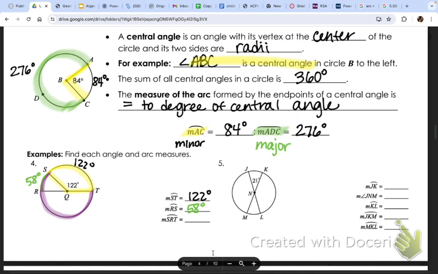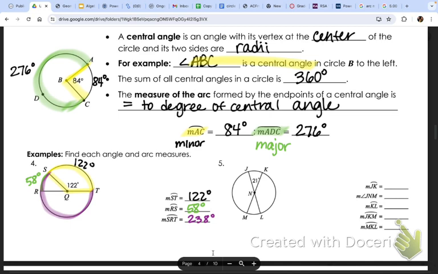Or you can add up pieces. You could do 180 plus 58. It doesn't matter. I think I did 360 minus 122, but it doesn't actually matter how you do it. It is 238 degrees. So major arcs will always be greater than 180 degrees, because it's going to be more than half a circle.